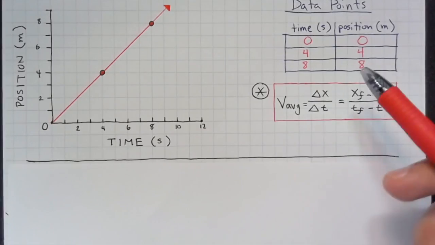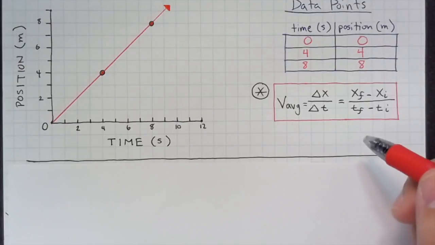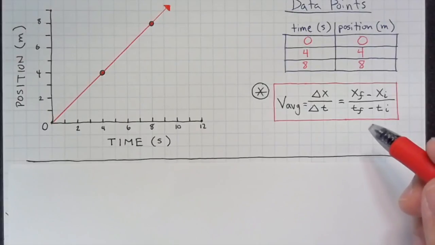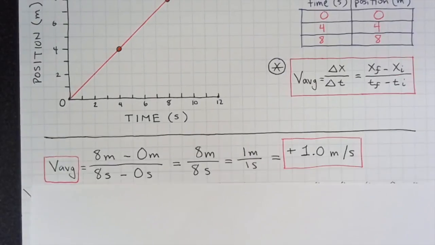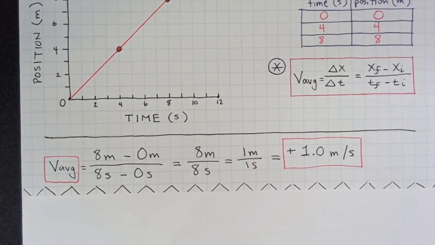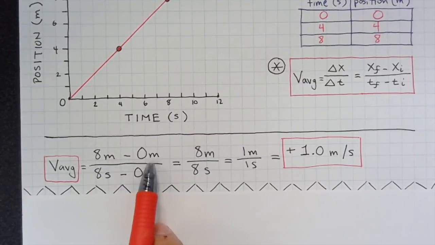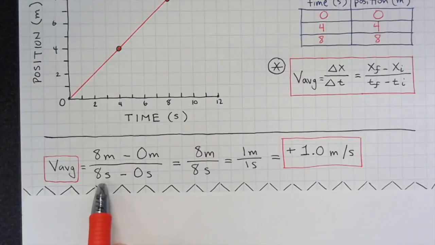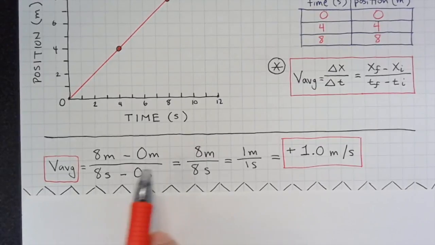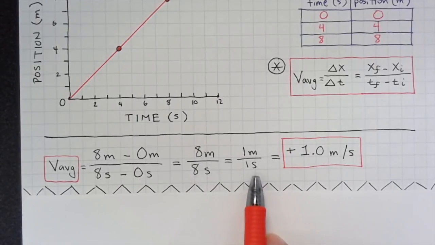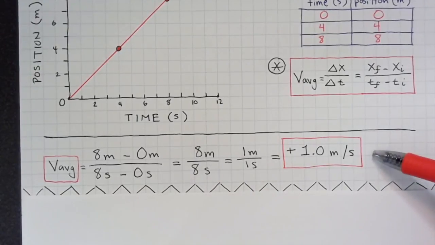If you want to solve it yourself before I show you the answer, take a few seconds to pause the video and unpause when you're ready to see the answer. So here is the solved example. We simply take the final displacement and the initial displacement and the final time and initial time. Find the difference. We get 8 meters over 8 seconds. We get 1 meter over 1 second, and our average velocity is 1 meter per second.